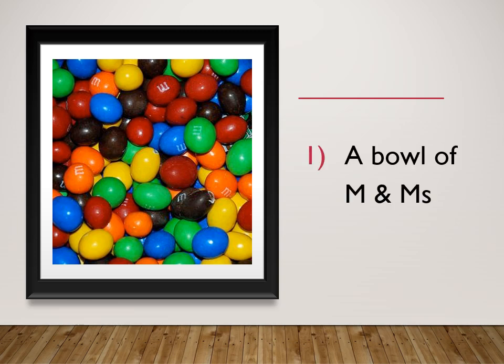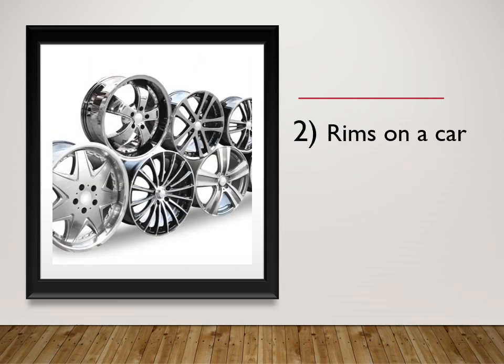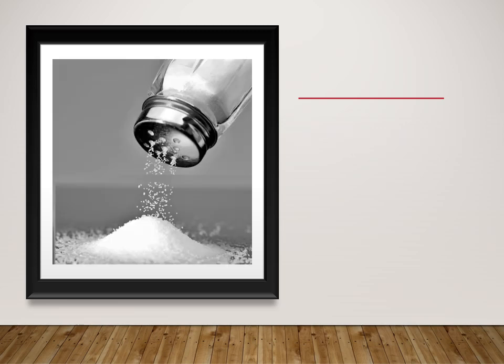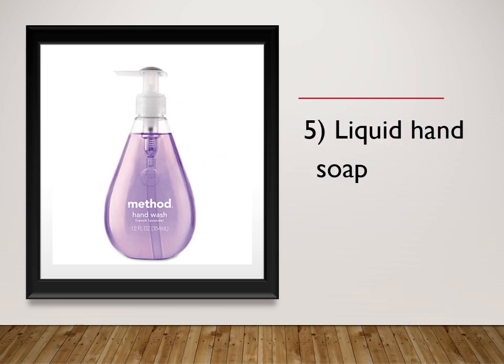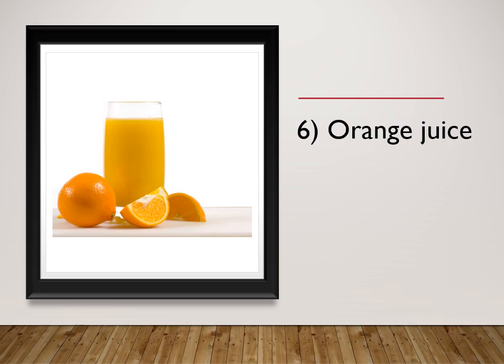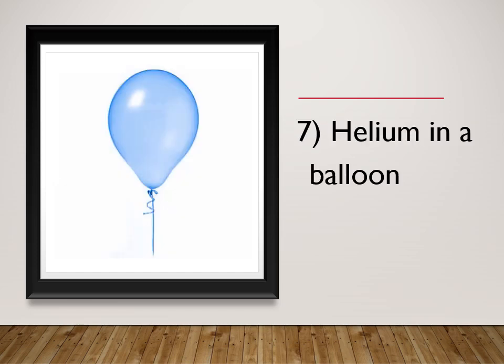So number 1, a bowl of M&Ms. Number 2, rims on a car. 3, salt. 4, diamond. 5, liquid hand soap. 6, orange juice, with or without pulp. I prefer mine without pulp. And 7, helium in a balloon.